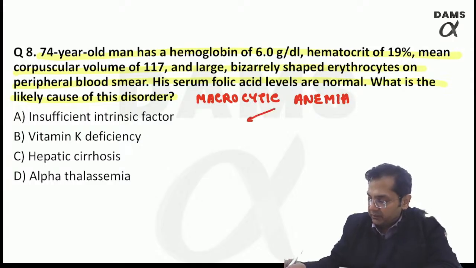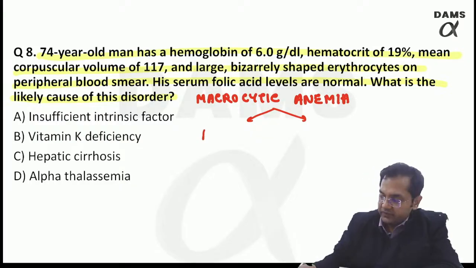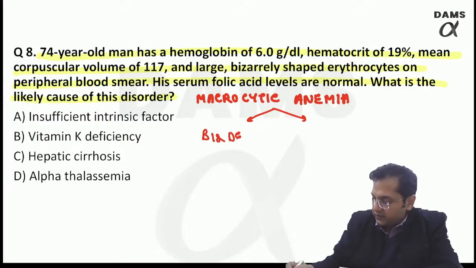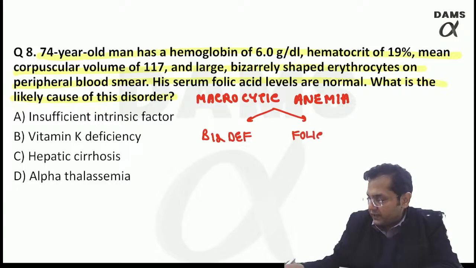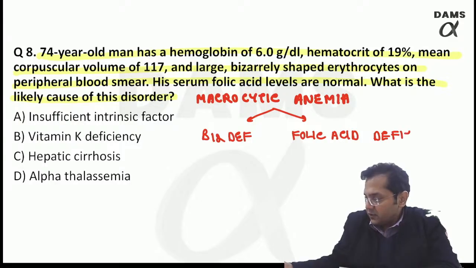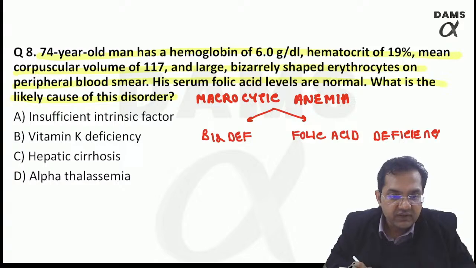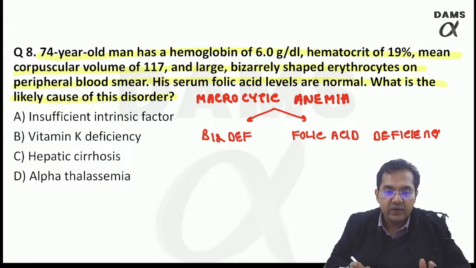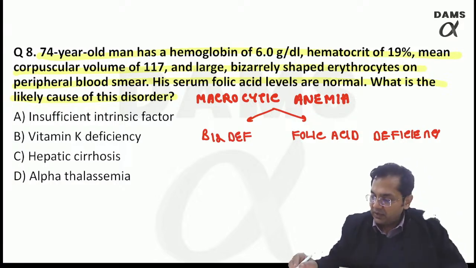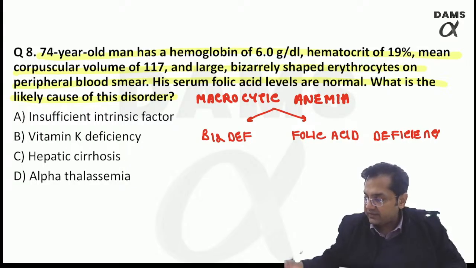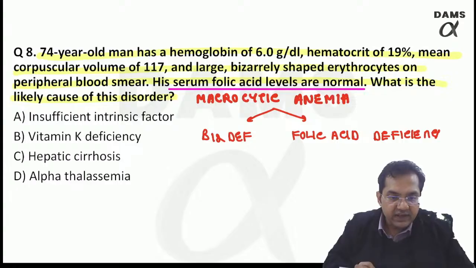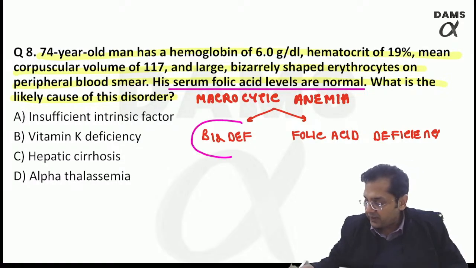macrocytic anemia can occur due to 2 causes, either the B12 deficiency or folic acid deficiency, right? So both these conditions will cause large size RBCs, more than 100 femtoliters, known as macrocytes. The problem here is serum folic acids are normal. This I have given you already in the question. So the only correct answer is that there is B12 deficiency.